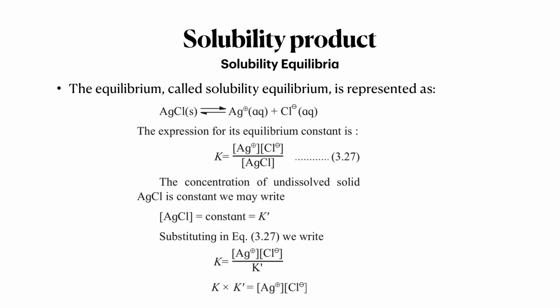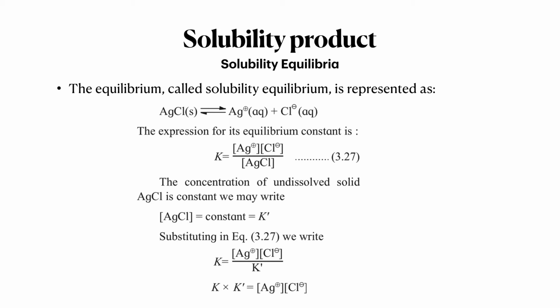To start with, we'll confine our attention to sparingly soluble compounds. What do we mean by sparingly soluble compounds? They are the ones that are slightly soluble in water, and they are said to be sparingly soluble salts. AgCl, that means silver chloride, is an example of a sparingly soluble salt.